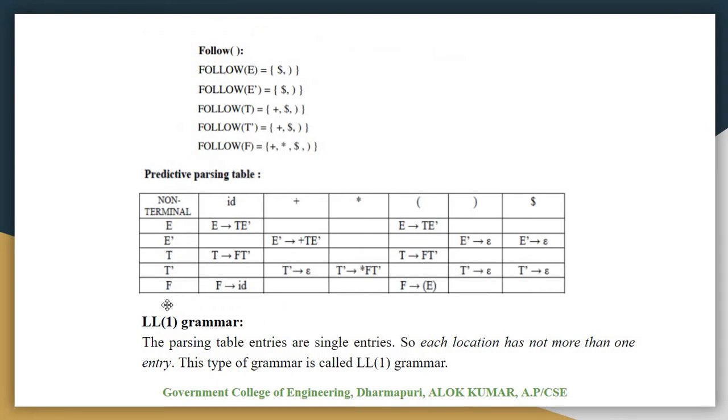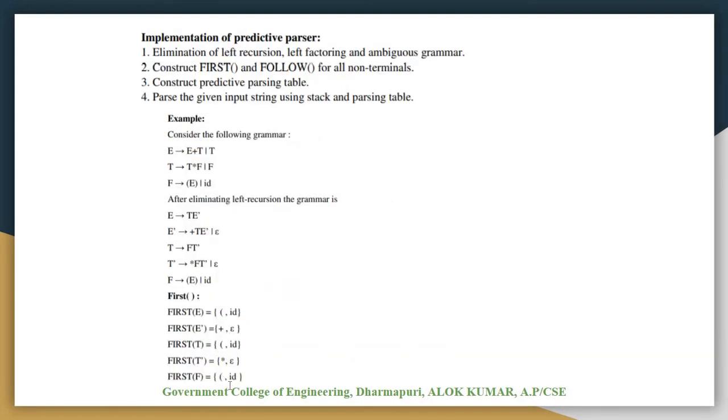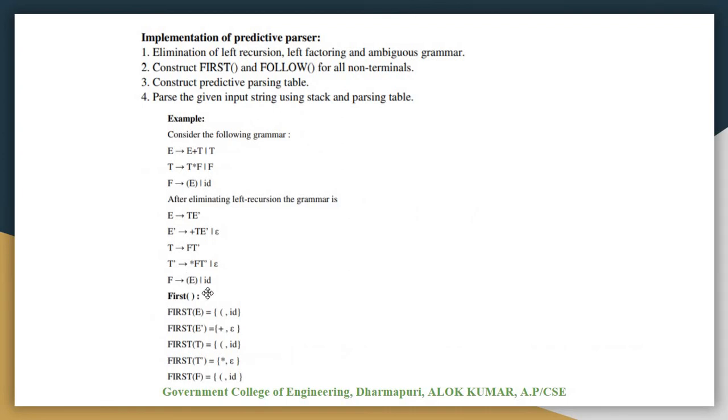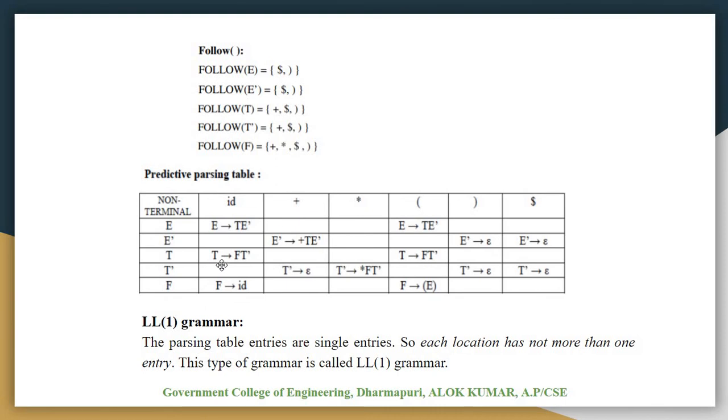At this place, plus, dollar, and closing parenthesis, this production rule T dash arrow empty will come. After that, First of F is opening parenthesis and ID. We keep this production rule at opening parenthesis, and at ID we keep F generating ID. In this manner we have constructed the predictive parsing table, and the remaining empty entries are errors.